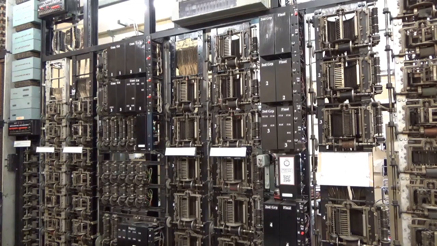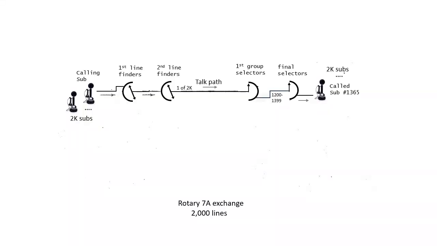Let's move to a simplified exchange diagram that supports 2,000 subscribers. Here is a very high-level diagram with most of the details not shown. We want to focus here on the most important ideas.